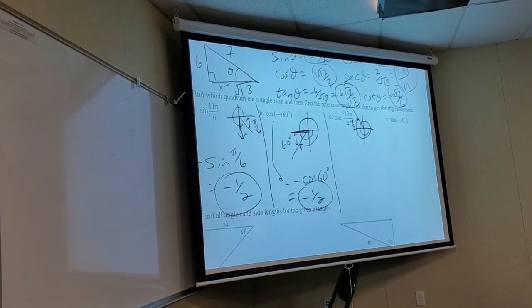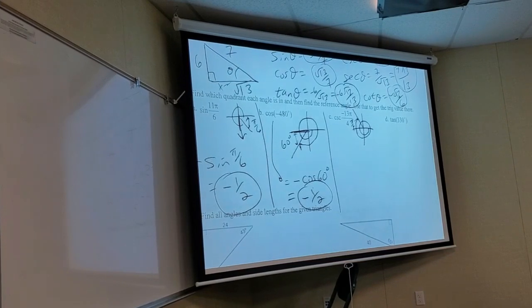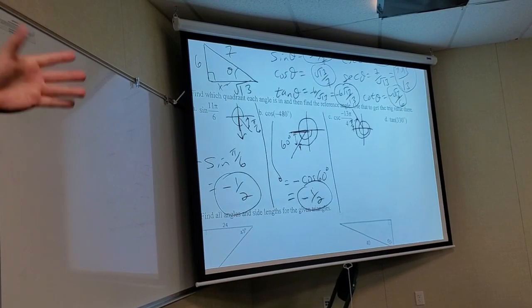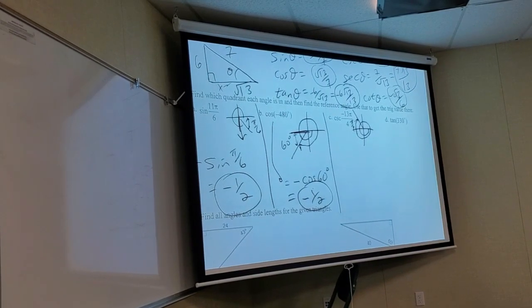12 pi over 4 would be perfectly 3 pi, right? I went the wrong way. And then 13 pi over 4 is 1/4 of a pi more. That's my reference angle. That's how much I overshot the x-axis.